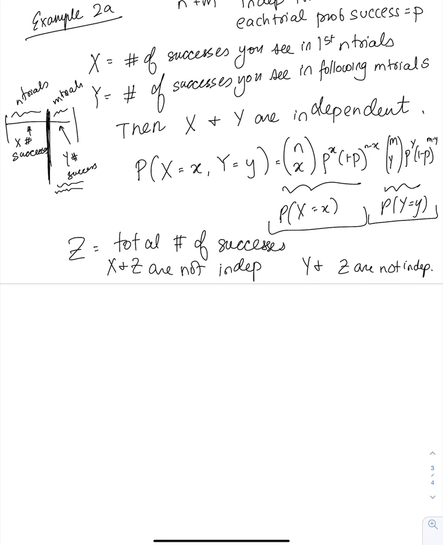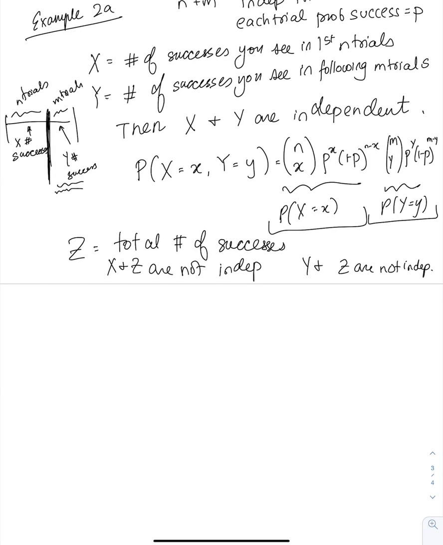You can try and play around with that and see. You look at the probability X equals little x, capital Z equals little z, and even intuitively, clearly, you do know that. All right, so that's example 2a.